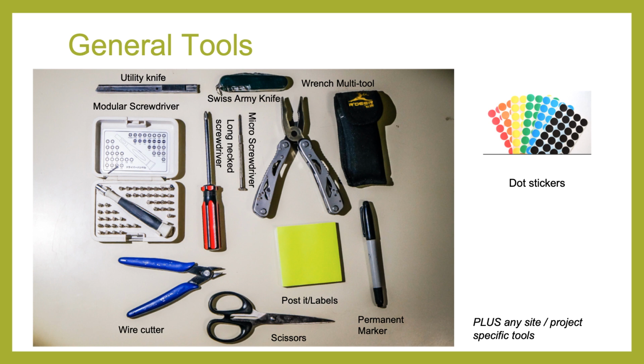The utility knife is used all the time. We're constantly cutting tape, cutting off cable ties, etc. The Swiss Army knife doesn't get used that often, but comes in handy if we're heading out and need a general purpose tool to toss in our pockets. The wrench multi-tool is useful for tightening nuts on mounts. The micro screwdriver is good for opening things with small screws like laptops or electronic devices.